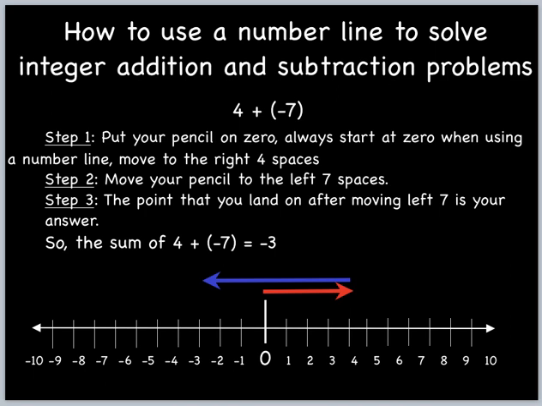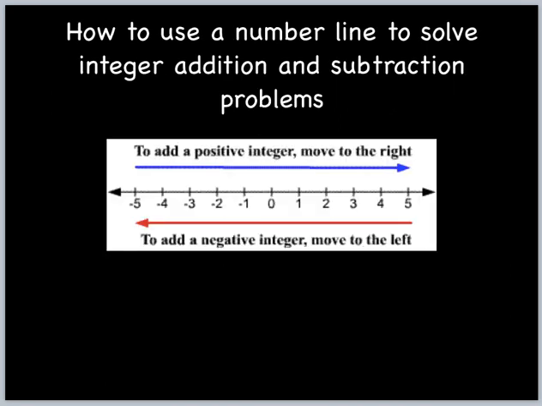Suppose you have a positive 4 and a negative 7. This plus sign here means addition. So you are adding a positive number and a negative number. Remember that when you add a positive integer, you move to the right, but when you add a negative integer, you move to the left.